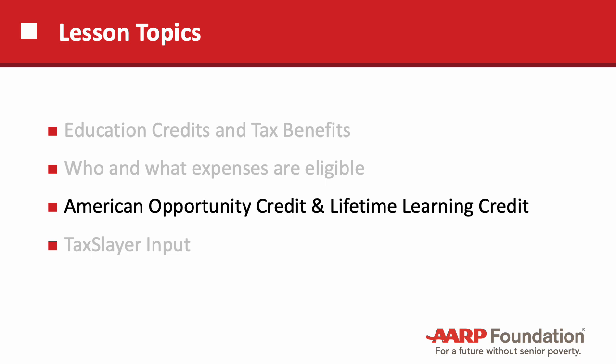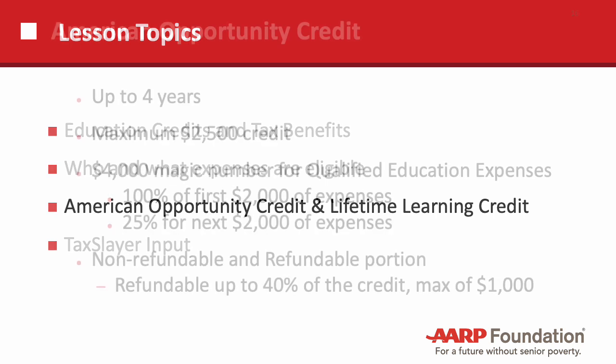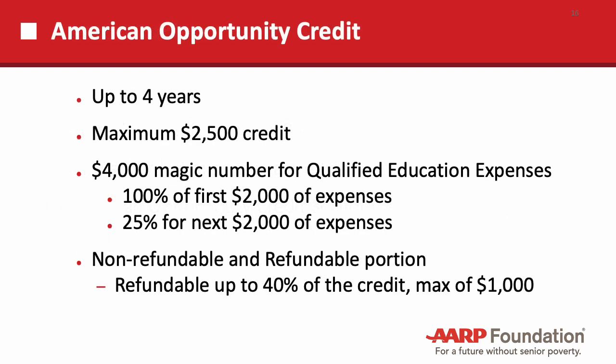Okay, now we're going to take a look at the individual credits, the American Opportunity Credit and the Lifetime Learning Credit. Let's talk about the American Opportunity Credit first. This credit can be used for up to 4 years for each student and has a maximum credit of $2,500. Now, $4,000 is the magic number for qualified education expenses.